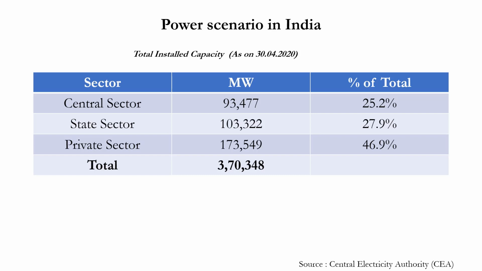The state sector is 1,03,322 megawatt, which is about 27.9% of total capacity. The private sector has a power capacity of 1,73,549 megawatt, where 46.9% of total installed capacity is given by the private sector. Hence, the total is 3,70,348 megawatt of power.